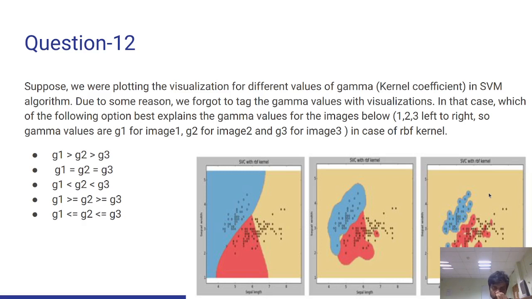Is it like that, sir? Yes. Here it is overfitting the most, so G3 is the highest. This one is overfitting the least, so G1 is the lowest, and this one is in the middle, between them. So that will be correct: G3 is the highest, G1 is the lowest, and G2 is in the middle.